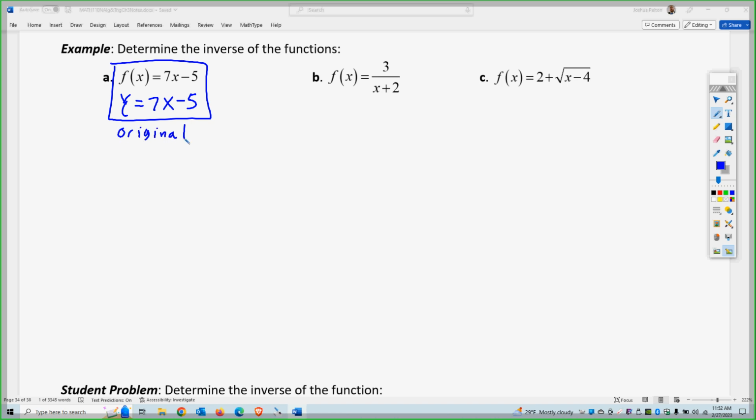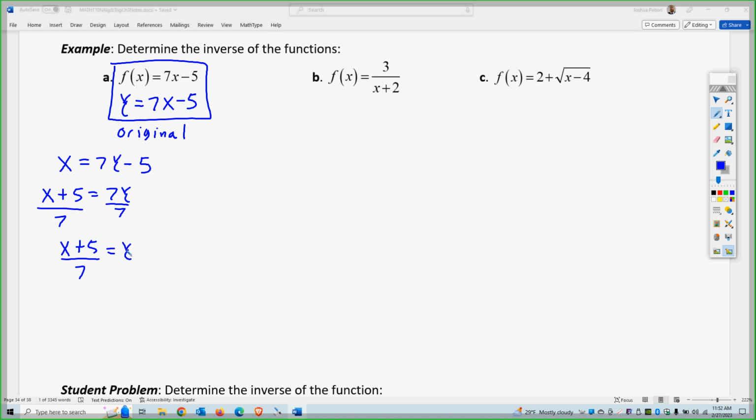So we're going to take the original equation, not the function notation, and switch the x and the y. So x equals 7y minus 5. Okay, so we'll add 5 to the side. So we have x plus 5 equals 7y. Then we'll divide by 7. So basically we get x plus 5 over 7 equals y.